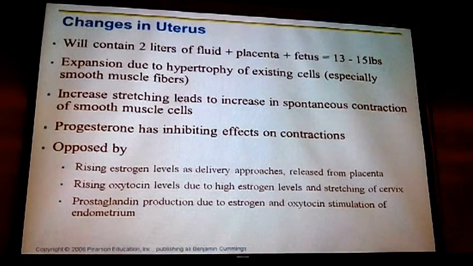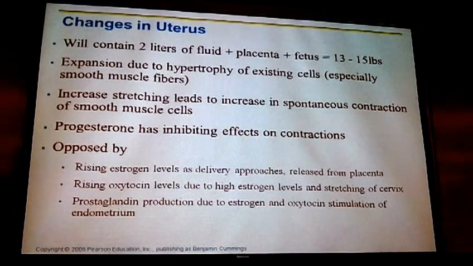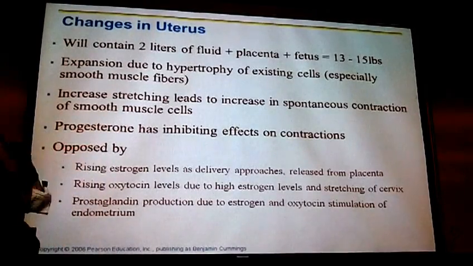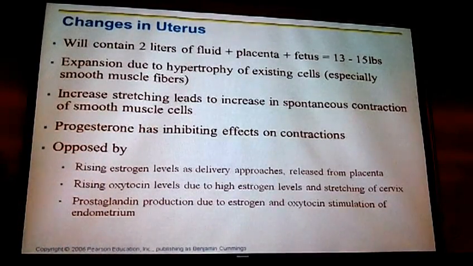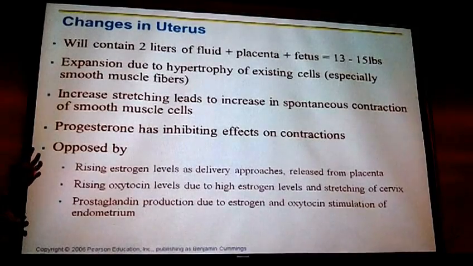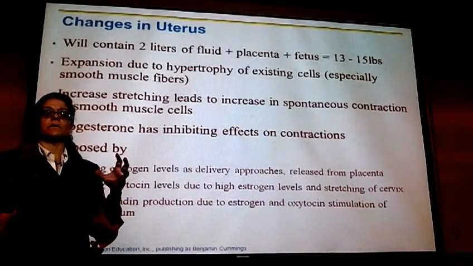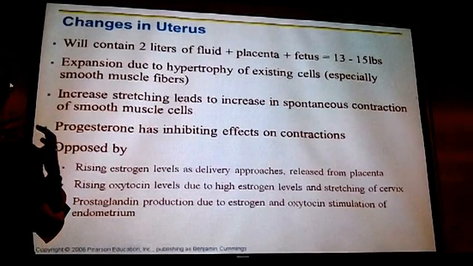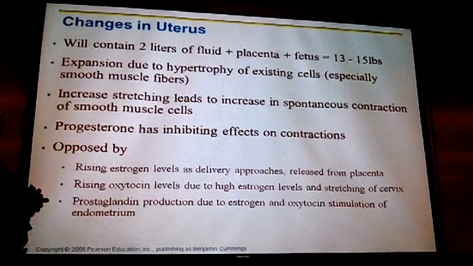Now, when we look at the uterus, it's going to contain about 2 liters of fluid, plus the placenta, plus the fetus. And the placenta is about the size of the fetus. They're more or less kind of equal. The fetus might be a little bit bigger, but they're real kind of similar in terms of size.